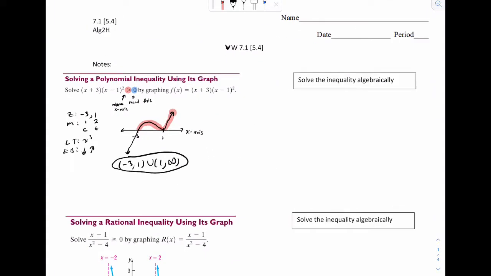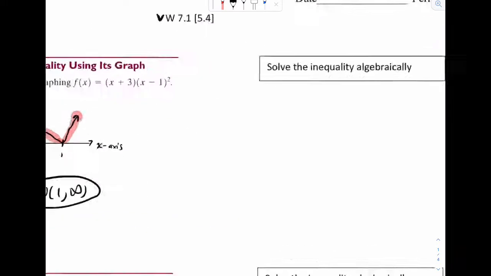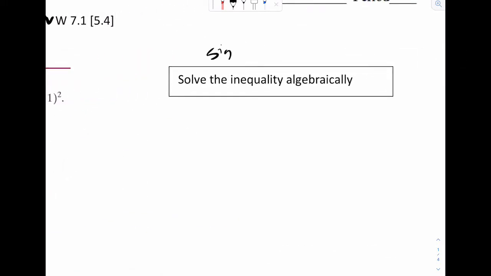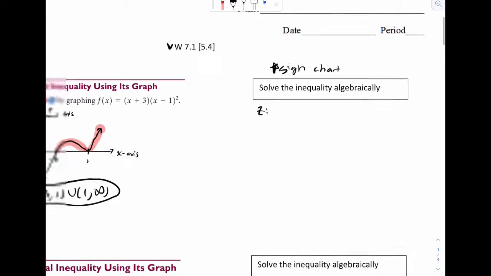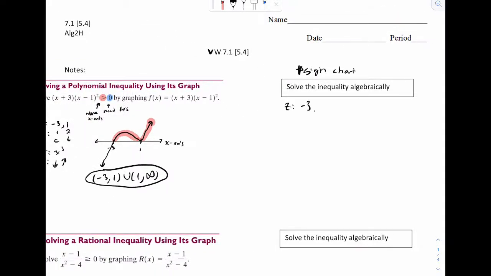Now I'll do the same thing algebraically. Luckily, all of you already know this method. Algebraically is going to be using a sign chart. So recall this method. We put our zeros down, -3 and 1. Put your factors on the left: x plus 3, x minus 1 squared. Let's put our product there, and put my dotted lines down.